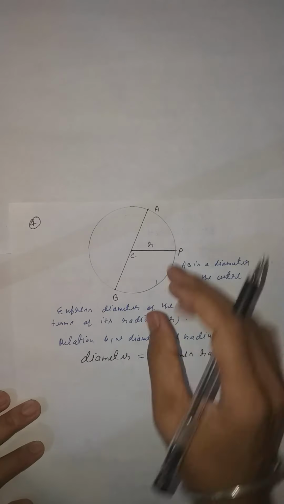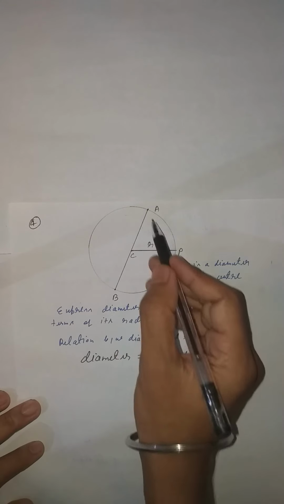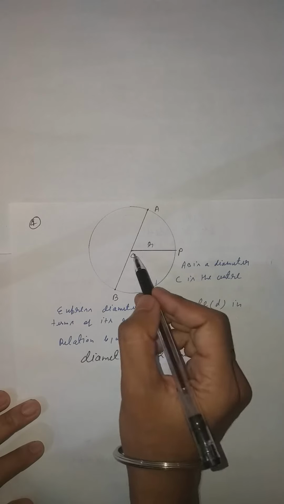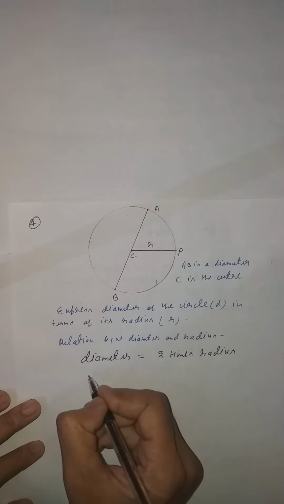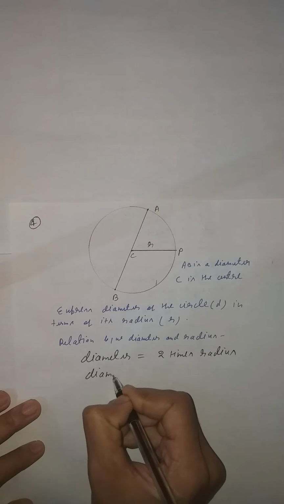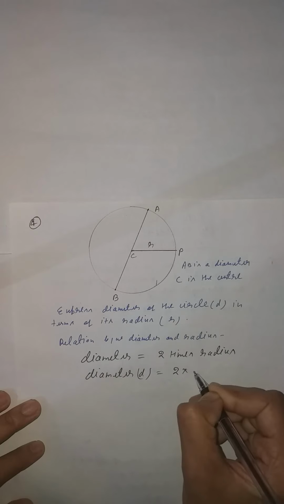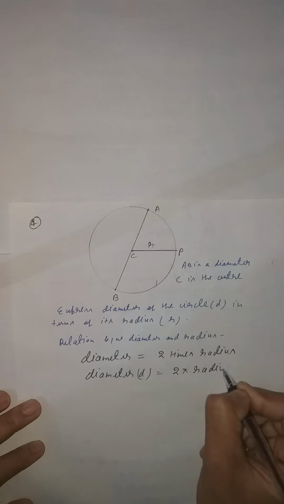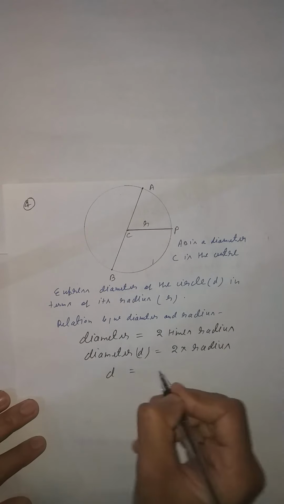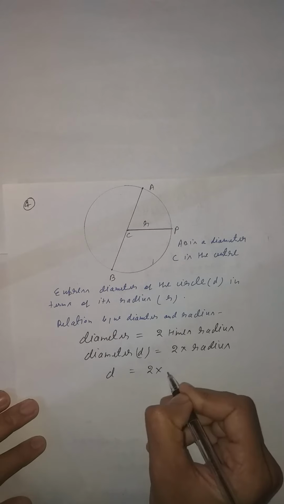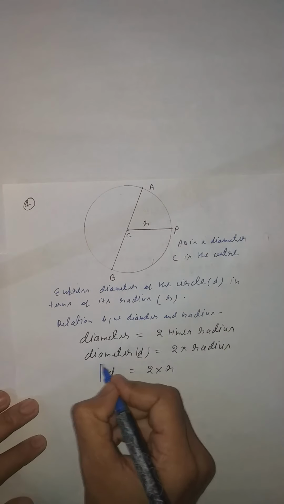Clear, student? Because you know that here AB is the diameter, means the length of AB is 2 times, you can see here AB is 2 times length of CP, and CP is your radius, and AB is your diameter. So diameter D will be equal to 2 multiplied by radius. Clear, students? You can write down R. So the formula is diameter is equal to 2R.